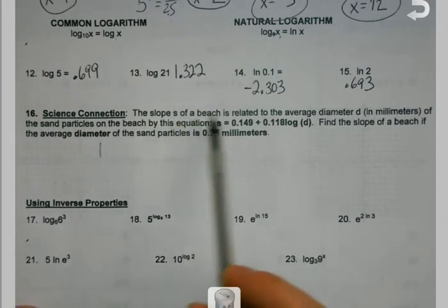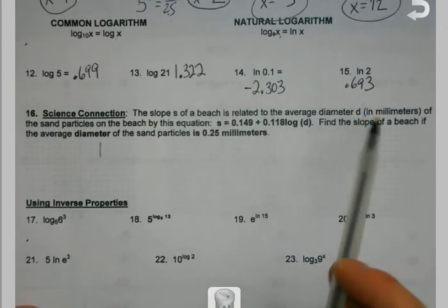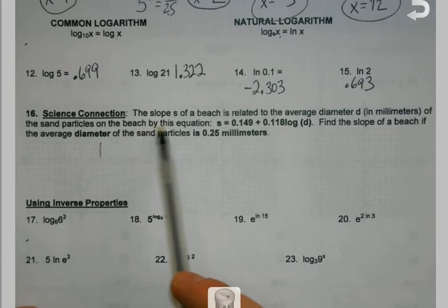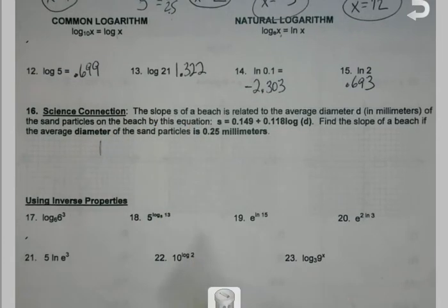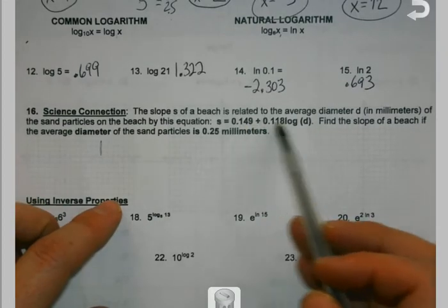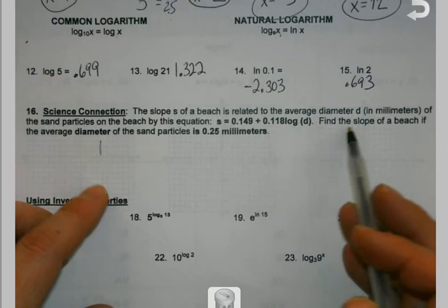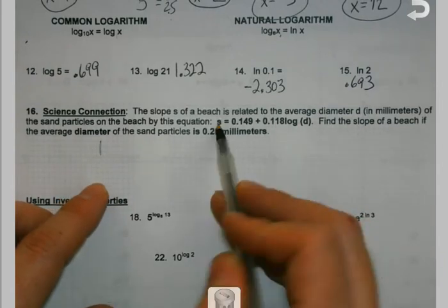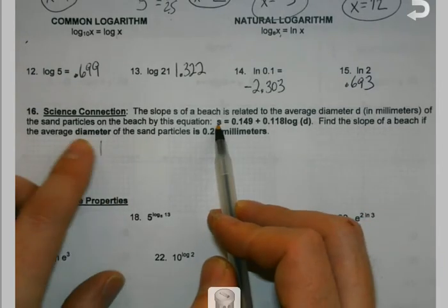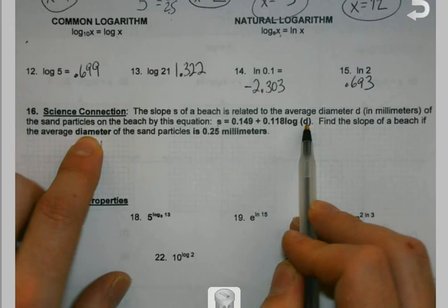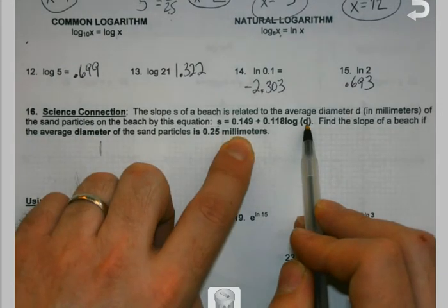So the slope of a beach is related to the average diameter in millimeters of the sand particles on the beach by this equation. And again, slope of a beach is kind of important. You have big tidal waves and things coming in. You don't want to build a house where it's going to get knocked down. So again, it's an application that's legit. So here's our logarithm for it. Find the slope of a beach, so find S, if the average diameter, D, is 0.25 millimeters.